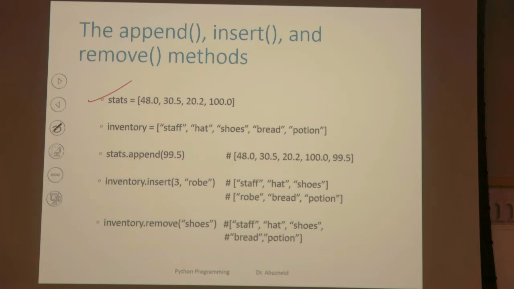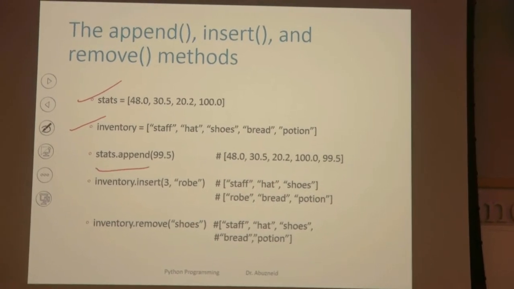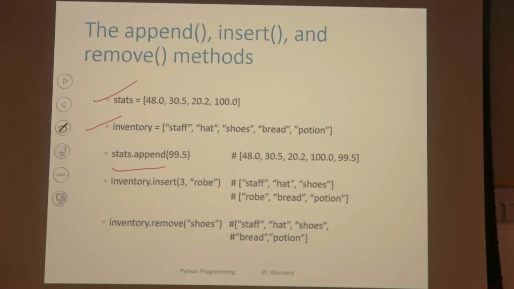So let's look at the stats in here. Stats has 5 values, 48, 30.5, 20.2, 100, and these are values. Then we have inventory, which has like 5 or 6 strings. And then you have stats dot append. What I'm trying to do here is add a value to this list, which is 99.5. This has to go to the end in here. As you see, after you execute this, you have it appended in here. That's the append.